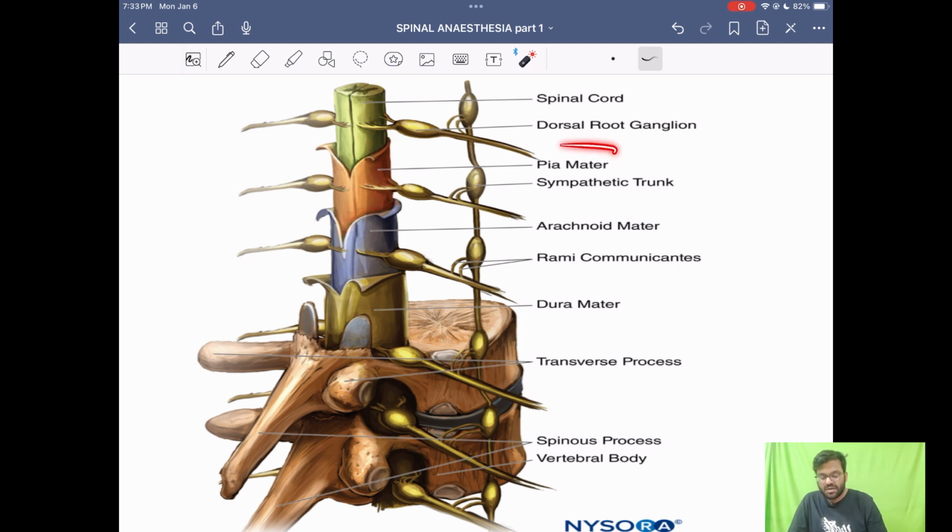The pia mater is different from the dura and arachnoid in that the pia mater is actually adherent to the spinal cord. So the dura mater and arachnoid mater end at S2. However, the pia mater does not end at S2. It goes along with the spinal cord till the filum terminale.